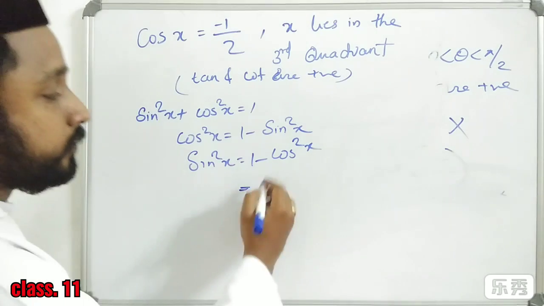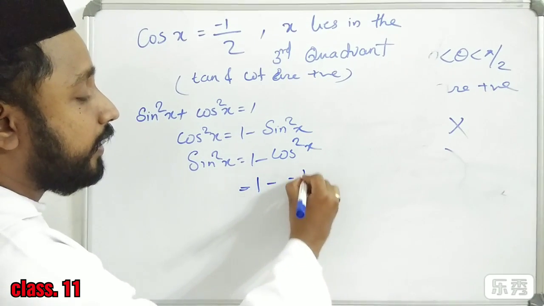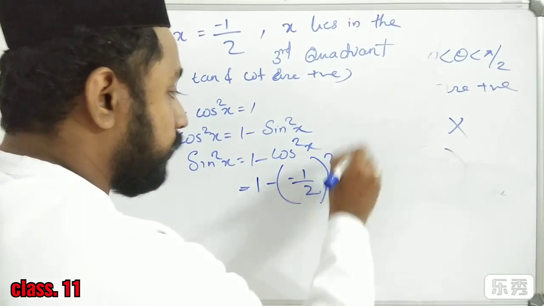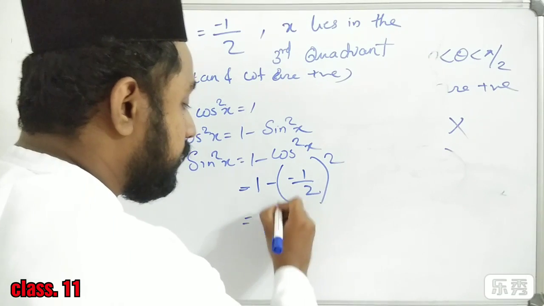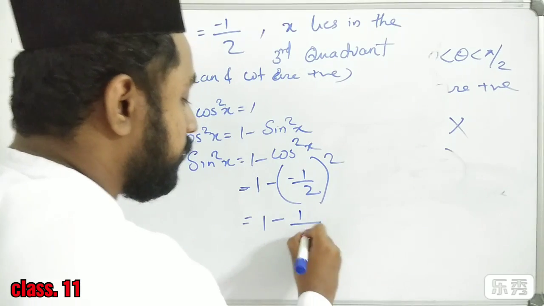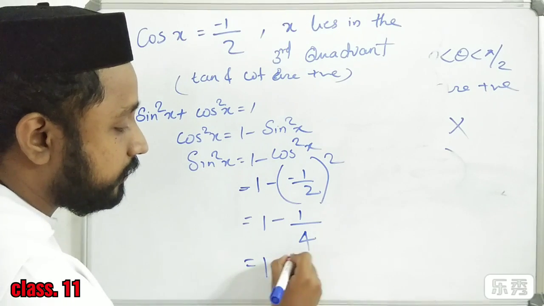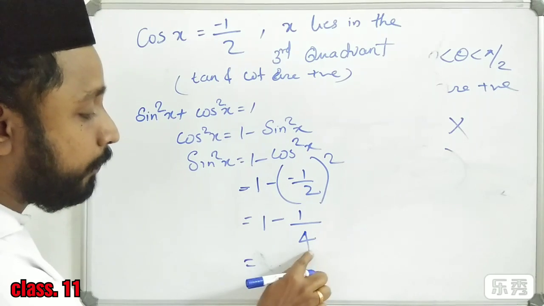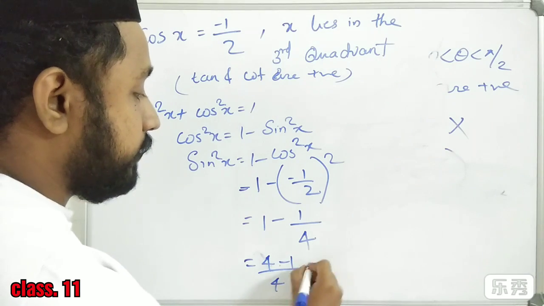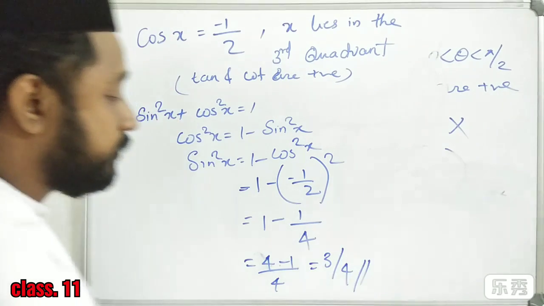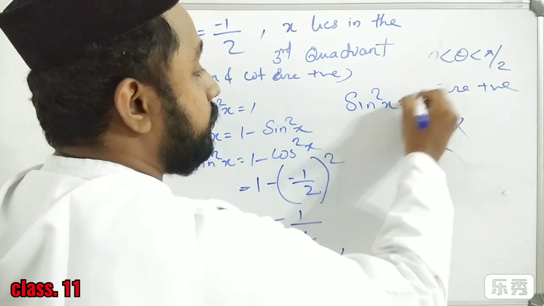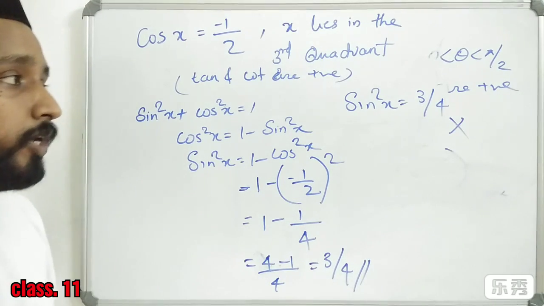Cos x is minus 1 by 2, so cos square x is minus 1 by 2 whole square, which is positive 1 by 4. So 1 minus 1 by 4 is equal to, by cross multiplication, 4 minus 1 by 4, which is equal to 3 by 4. We got 3 by 4. So sin square x is equal to 3 by 4.